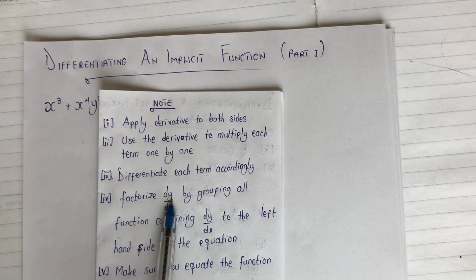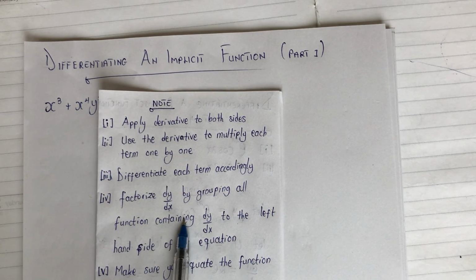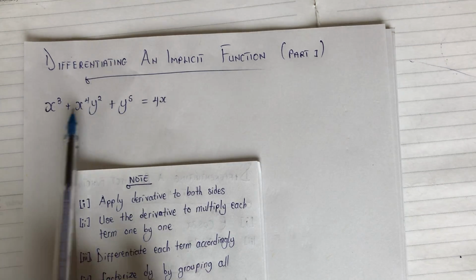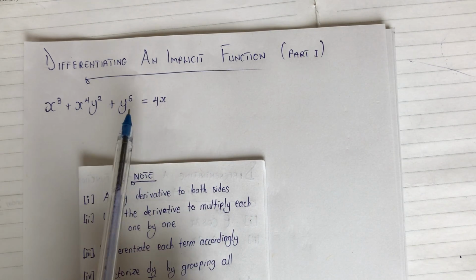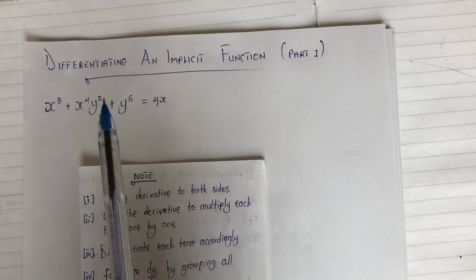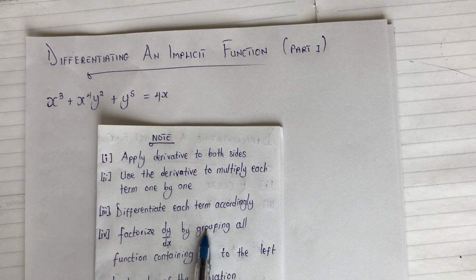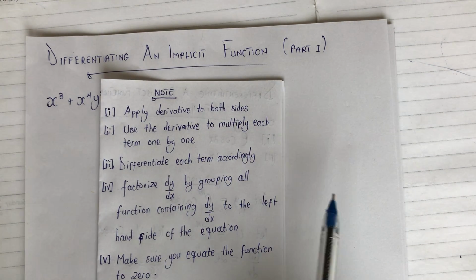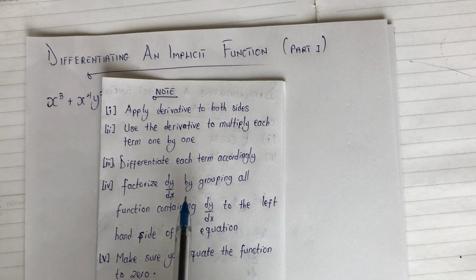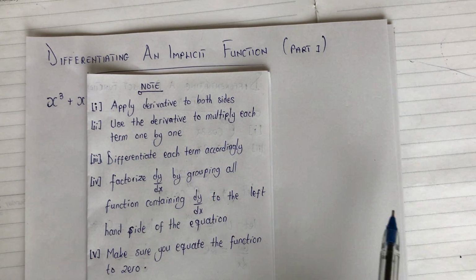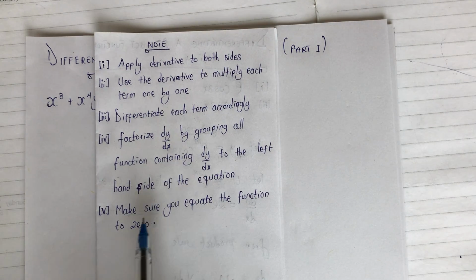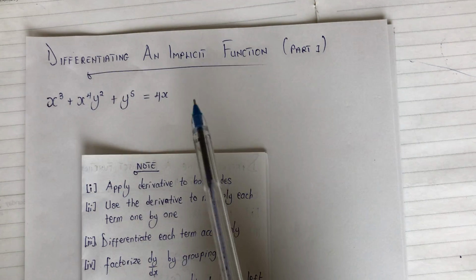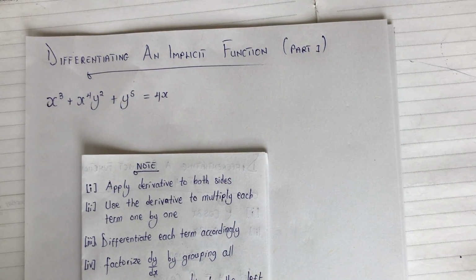And then factorize dy/dx by grouping all functions containing dy/dx to the left hand side of the equation. By the end of the day, you realize that after you differentiate, there will be some functions in terms of dy/dx. These are functions you differentiated according to y with respect to what? x. So for these functions, you group them to one side of the equation. Usually you group all the functions to the left hand side, and you equate the function to 0. So that is what the final step is saying. Make sure you equate the function to 0. So these are the steps that you go through to solve implicit functions.